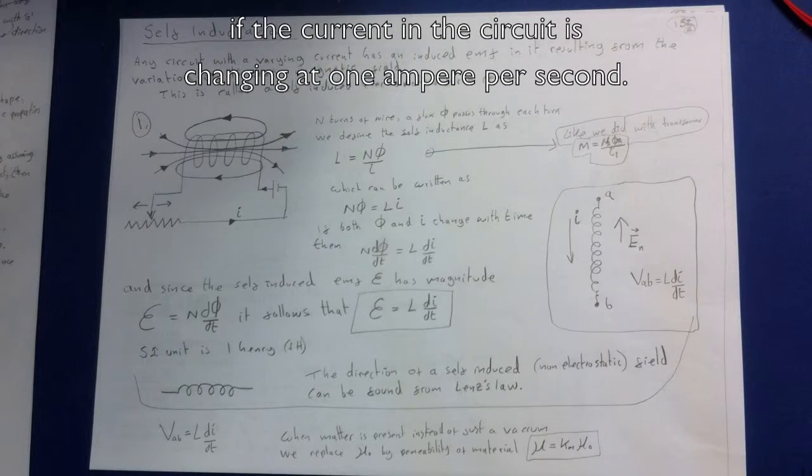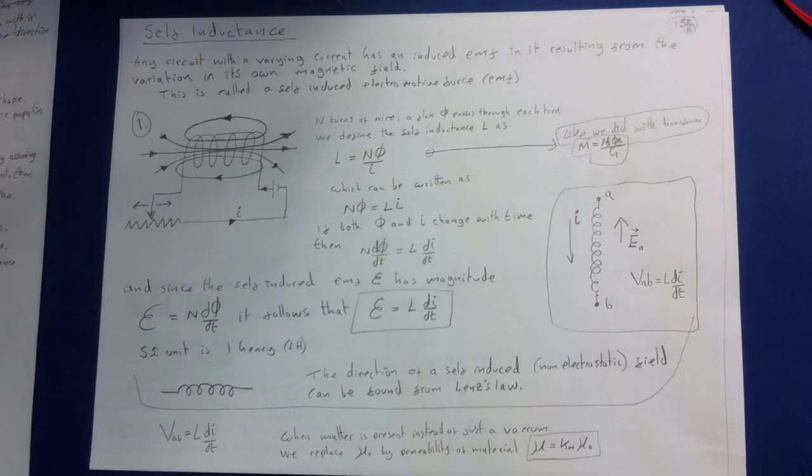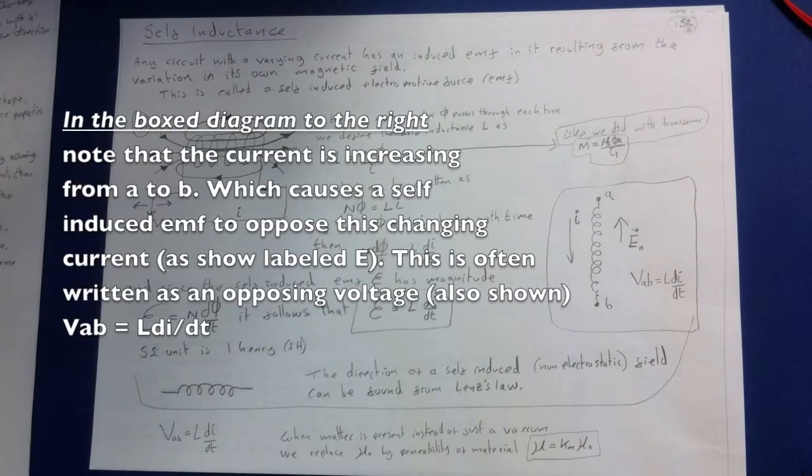The self-inductance of a circuit depends on its size, shape, number of turns and so on. It also depends on the magnetic properties of the material enclosed by the circuit.